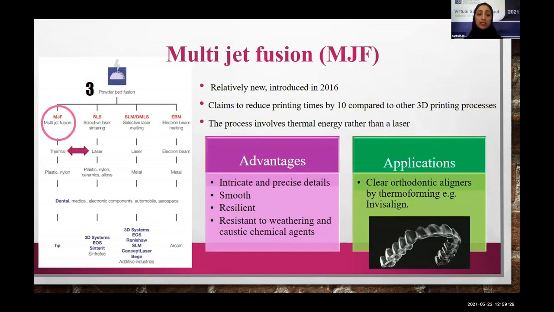Multi-jet fusion is the last method of powder bed fusion. It is relatively new, introduced in 2016, and it claims to reduce printing time by 10 times compared to other 3D printing techniques. The process involves thermal energy rather than a laser. The final products are intricate, smooth, resilient, and they are also resistant to weathering and caustic chemical agents. One of its dental applications is to print clear orthodontic aligners like Invisalign.